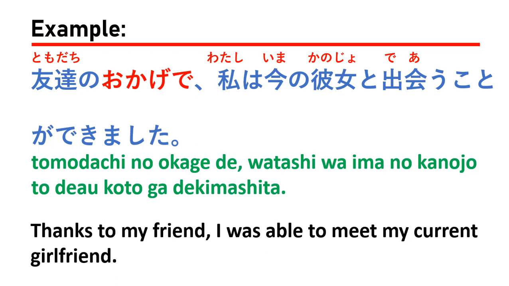But you cannot use okagede in the negative. For example, sometimes your friend causes something bad to happen to you, or a negative event happens because of your friend. In that case, you don't use okagede, right? So okagede is used only in positive cases. In this sentence, because of your friend, you could meet your girlfriend, so you are happy, right? You have a good feeling. So in this case it's a positive thing, so you can use okagede.